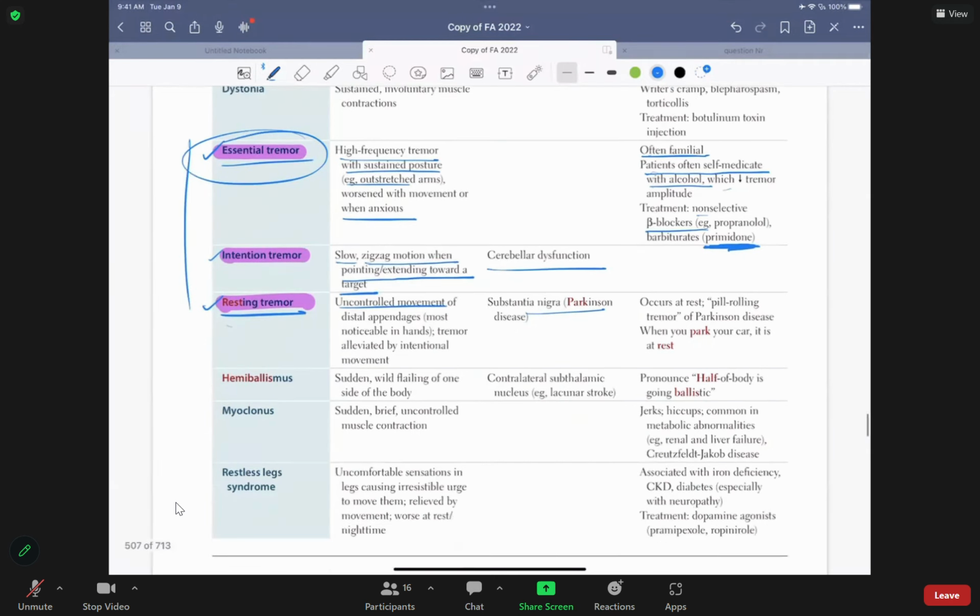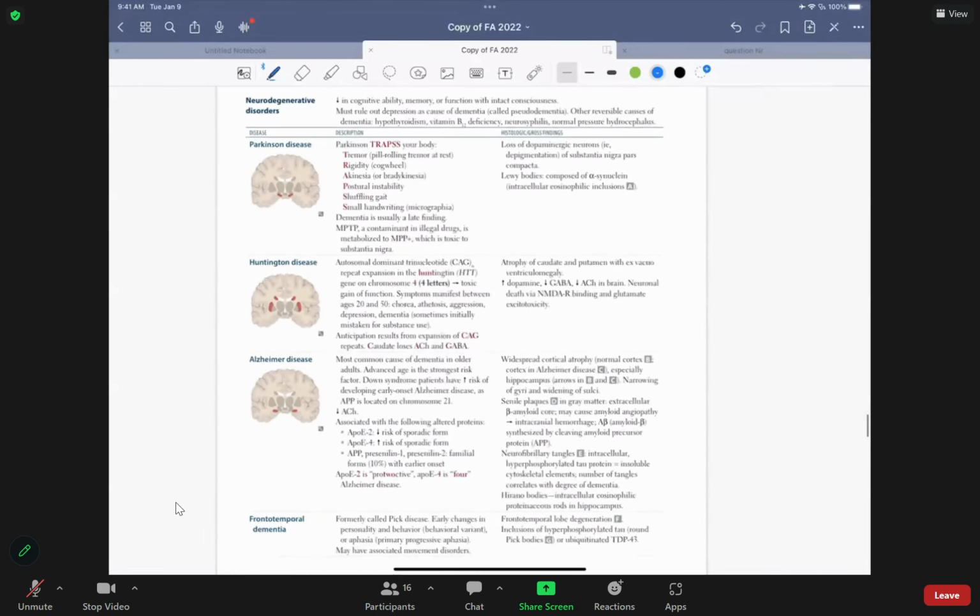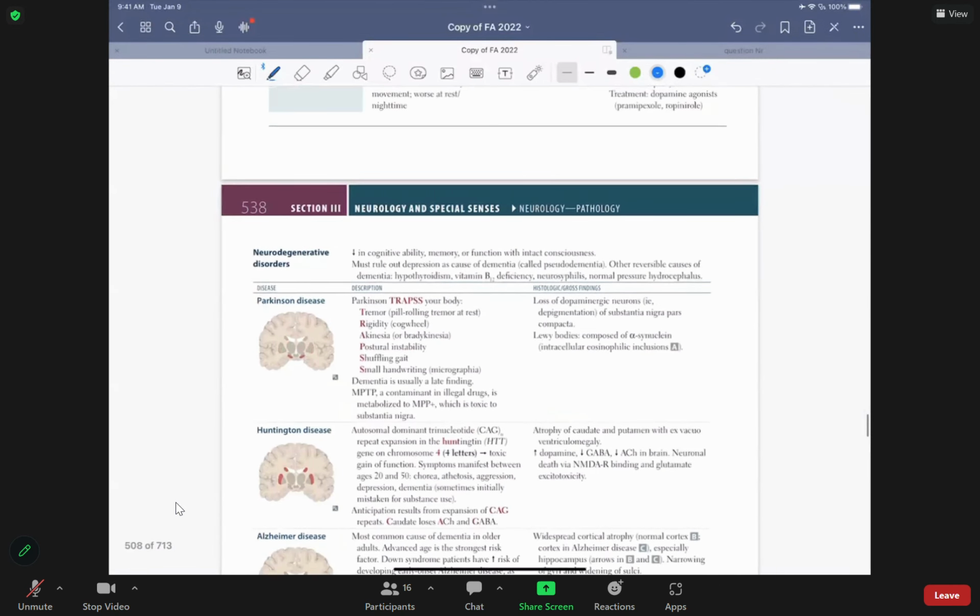Okay. Now, that's the most important in this page. Let's go to the next one. Here, you have a disease called neurodegenerative disorders.